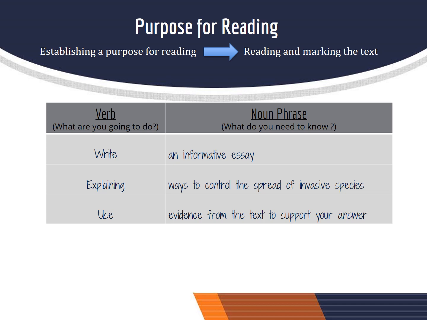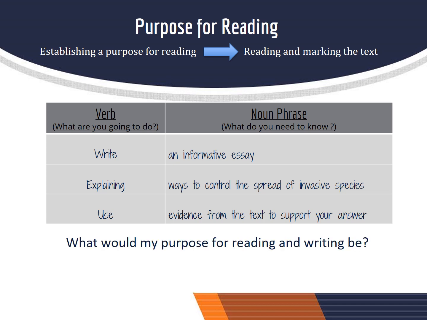So now that we have all of our verbs and all of our nouns settled and we understand that we are writing an informative essay explaining ways to control the spread of invasive species using evidence from the text to support our answer, we have to establish our purpose for reading. Because now we're going to go back through our article and read with a purpose. We are going to read to specifically look for evidence that we want to use in our essays that is going to help us explain different ways to control the spread of invasive species.